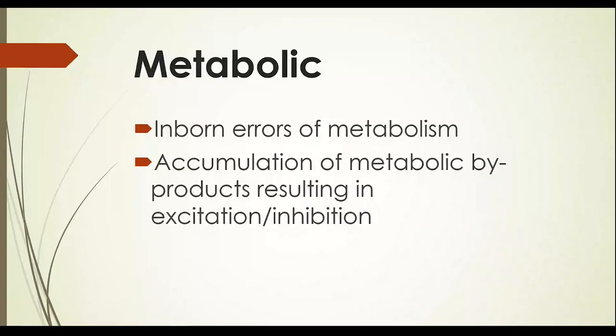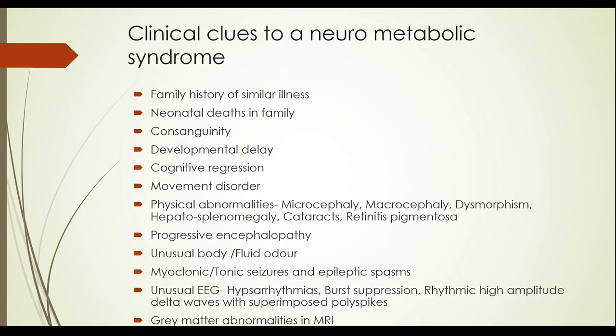So a little bit of metabolic investigation. Inborn errors of metabolism can give rise to epileptic syndrome. Accumulation of metabolite byproducts resulting in excitation or inhibition of the neurons can give rise to epilepsy. Right. So the next slide is a typical pediatric thinking pattern about clues to a neurometabolic syndrome in a child with resistant epilepsy.